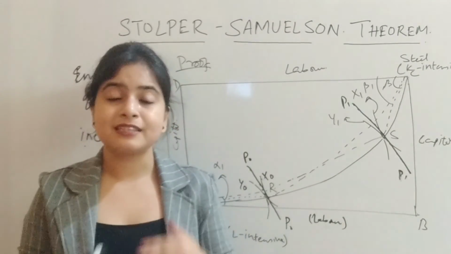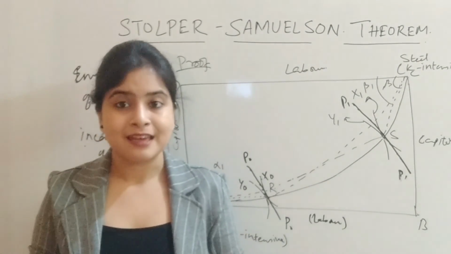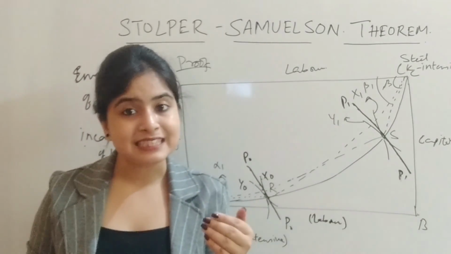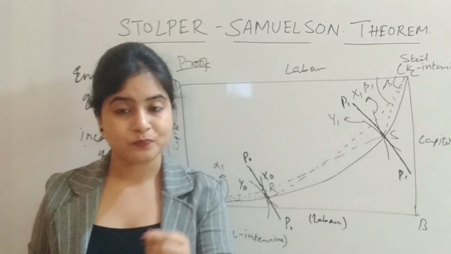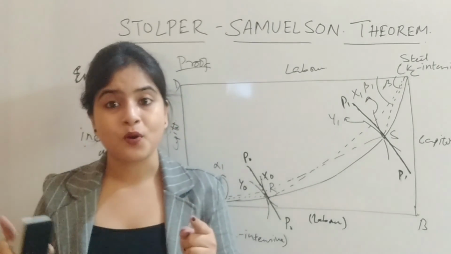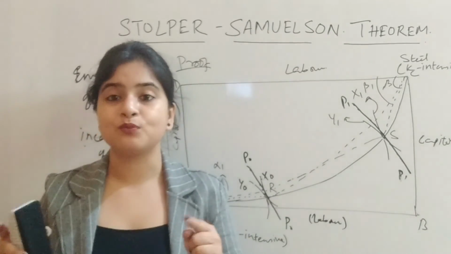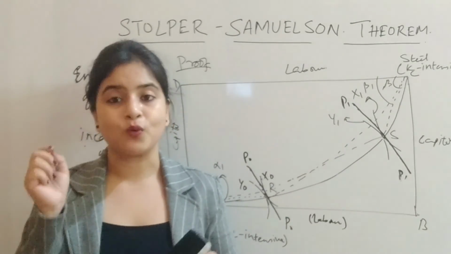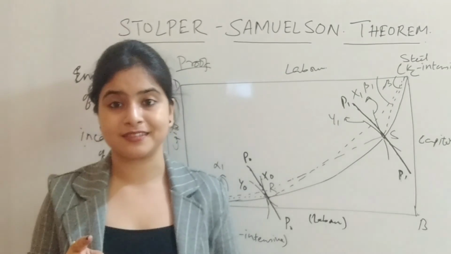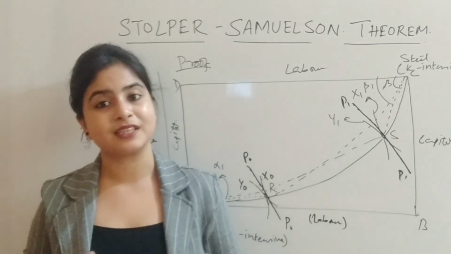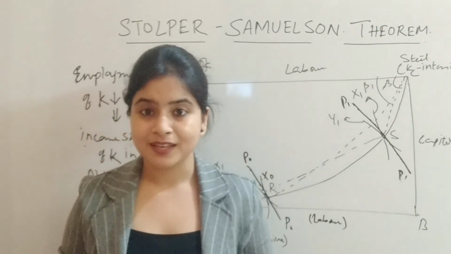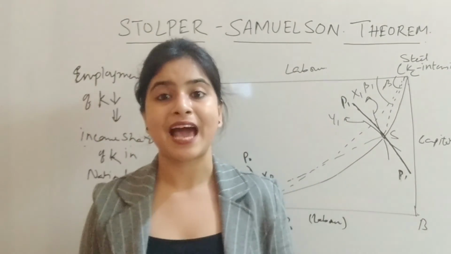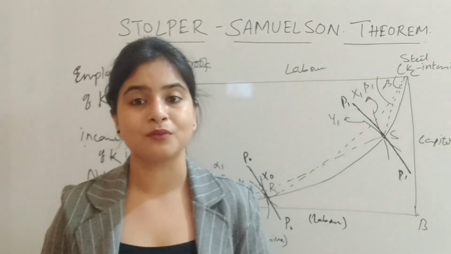So this whole analysis suggests that an increase in the price of the commodity which is intensive in the abundant factor will benefit the factor which is abundant, and harm the factor which is scarce in the economy, and vice versa. So with this diagram and the extended theories, we have proved the Stolper-Samuelson theorem successfully.